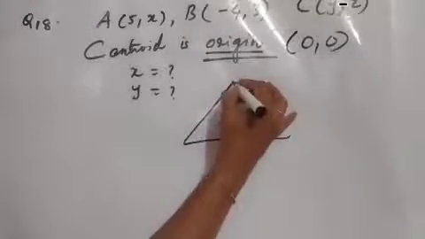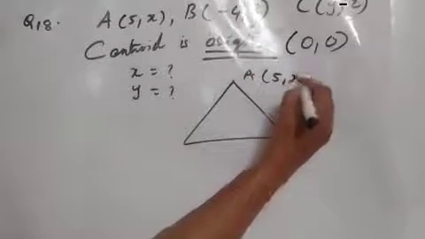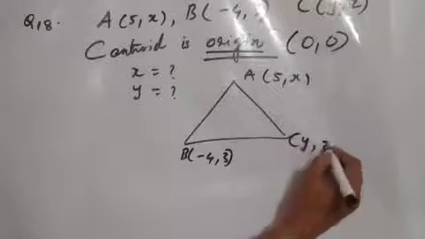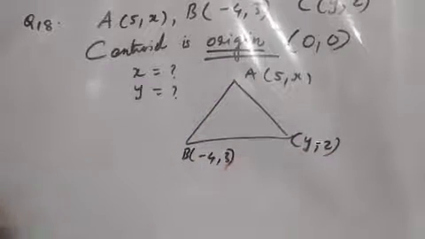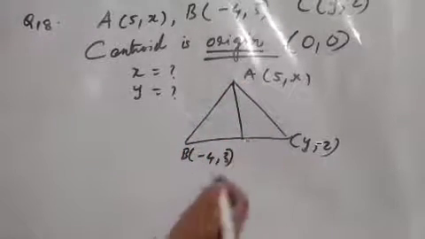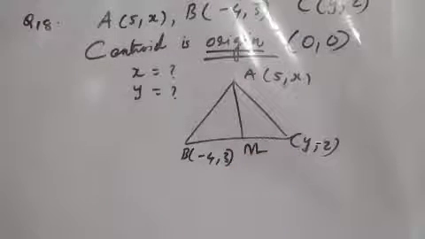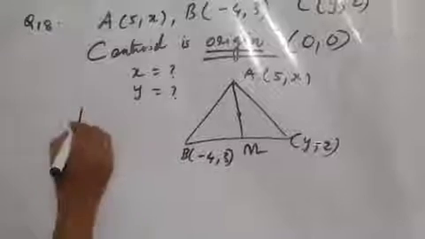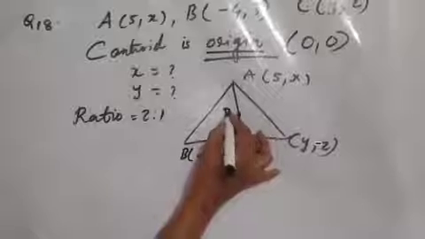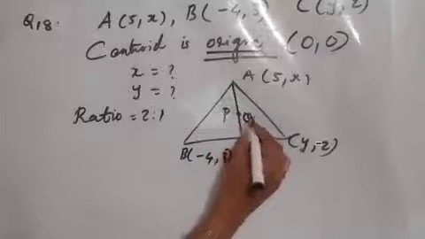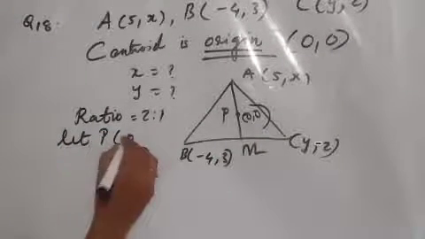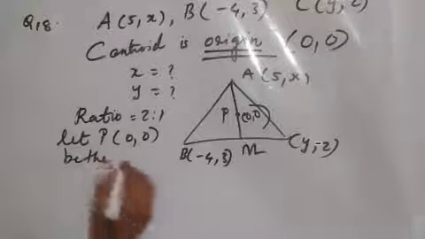Let us draw a rough diagram. A is (5, x), B is (-4, 3), C is (y, 2). And let us find out the median AM. Let M be the midpoint of BC, and we know the ratio. What is the ratio? When centroid is given, it's 2:1. So let P (0, 0) be the centroid.